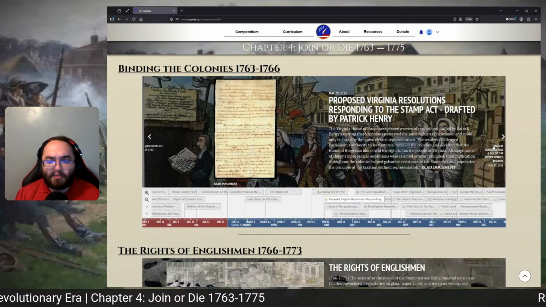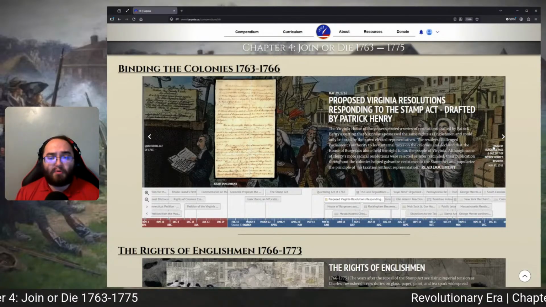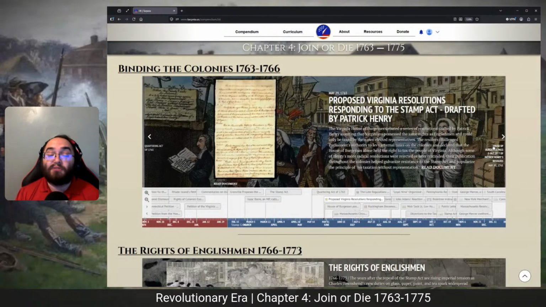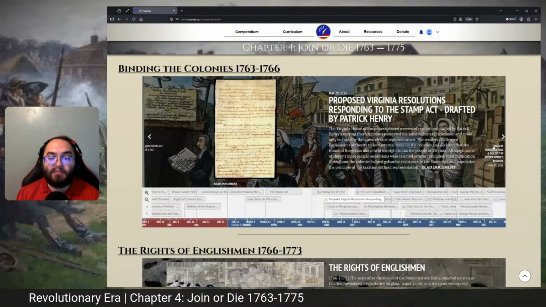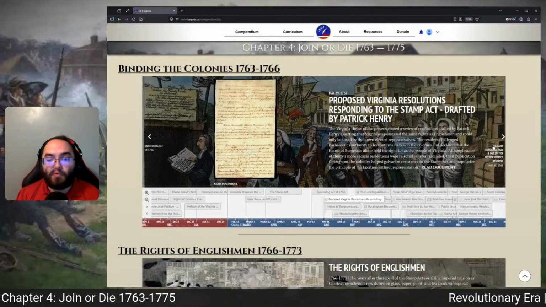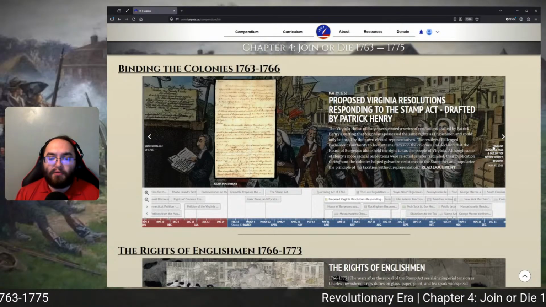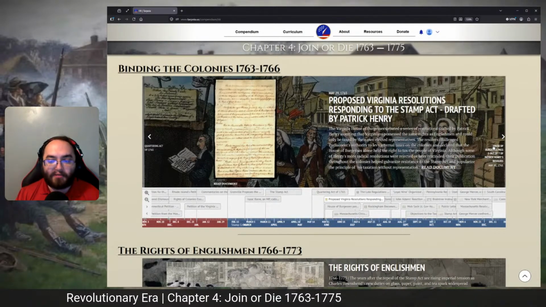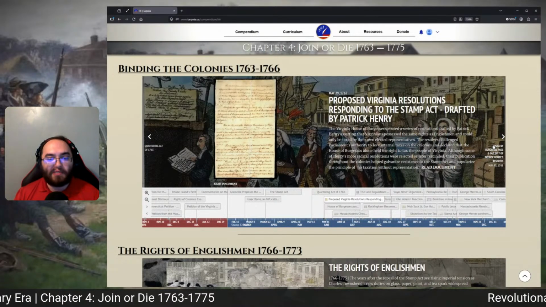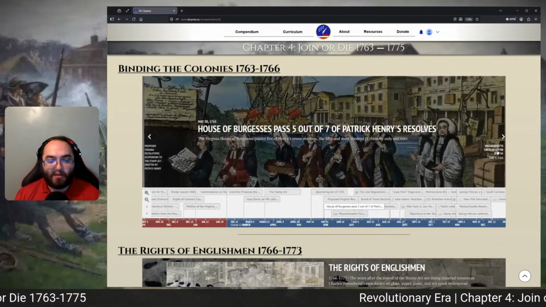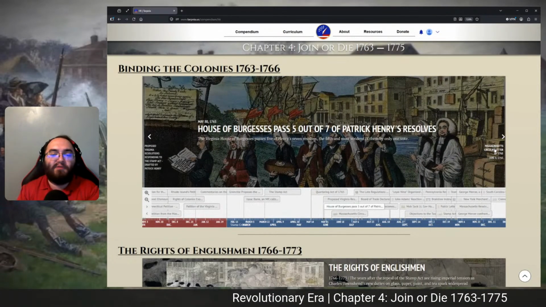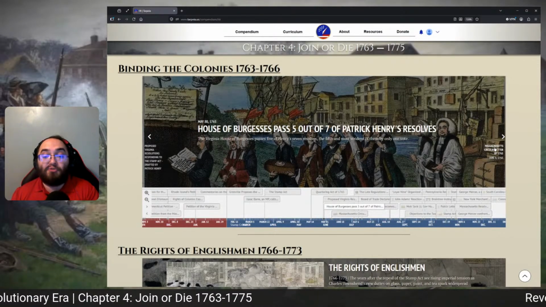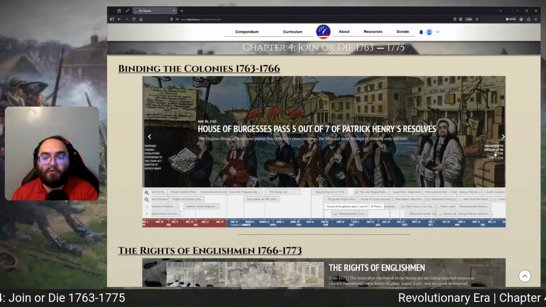Taxes on trade is basically just a tariff, or like a sales tax. And then these resolves challenged Parliament's authority to levy internal taxes on the colonies and declared that the House of Burgesses alone held the right to tax the people of Virginia, although some of Henry's more radical resolutions were rejected or later rescinded. Their publication throughout the colonies helped galvanize resistance to the Stamp Act and popularize the principle of no taxation without representation. Now, the House of Burgesses passed 5 out of the 7 of Patrick Henry's resolutions, the fifth and most strident of them by only 1 vote.